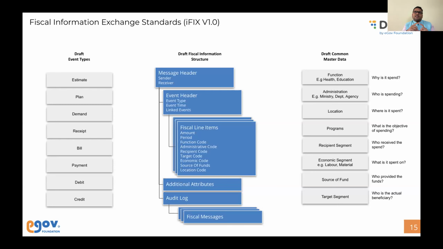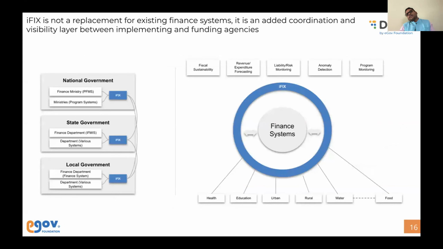So iFix helps connected systems exchange information with each other without having to go through a point-to-point, cumbersome, expensive integration. So if you have n different systems in a given government context, it's not n by n integration, it's n by 1 through iFix. At this stage, it's very critical to call out that iFix by no means is a replacement for any of the existing financial systems. It needs the existing financial systems and coexists with them as an added layer of coordination and visibility.